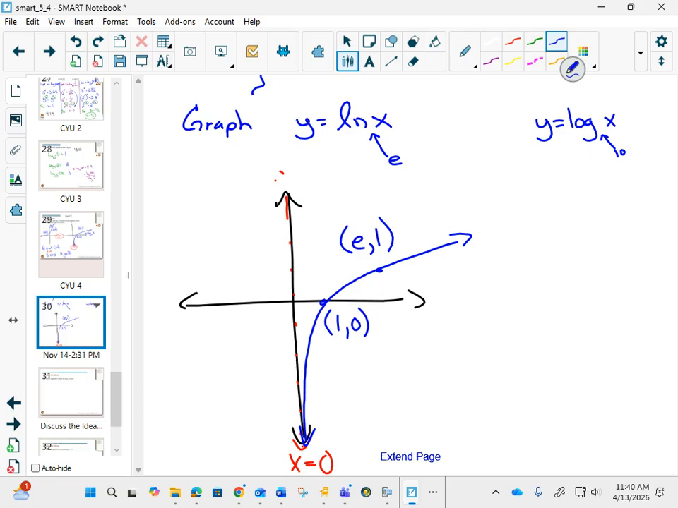Now in grade 12, we use logs a lot because our brains like to work with tens. Once you get into calculus, you almost never use logs anymore. Everything is natural logs with bases of e.